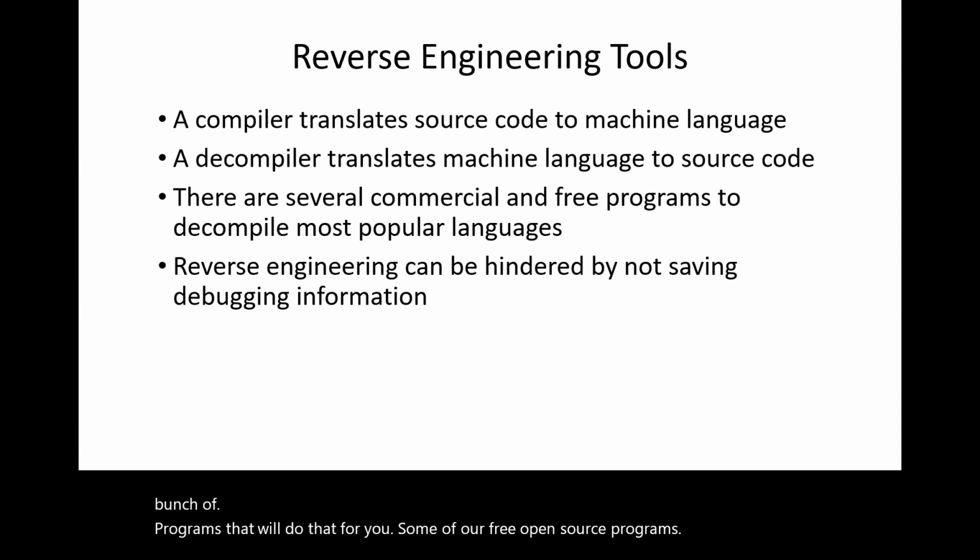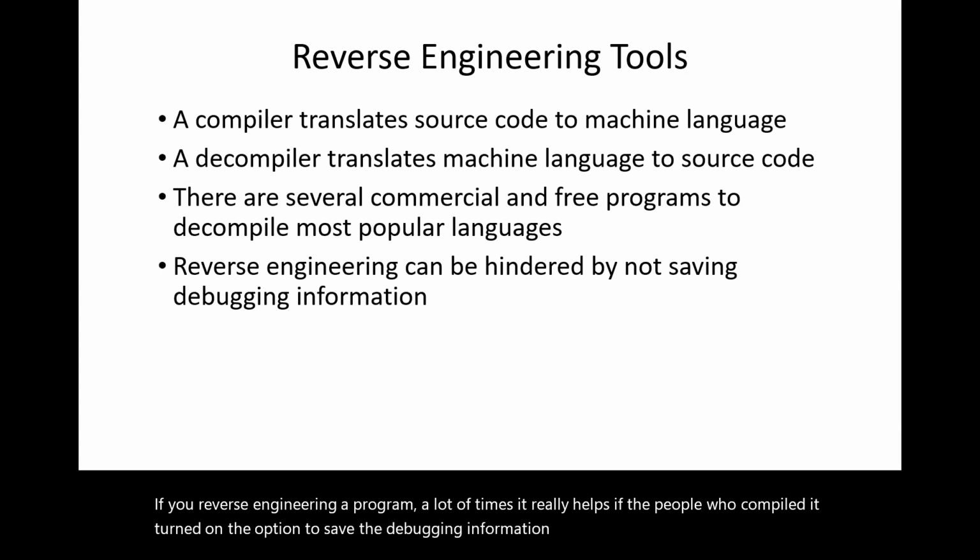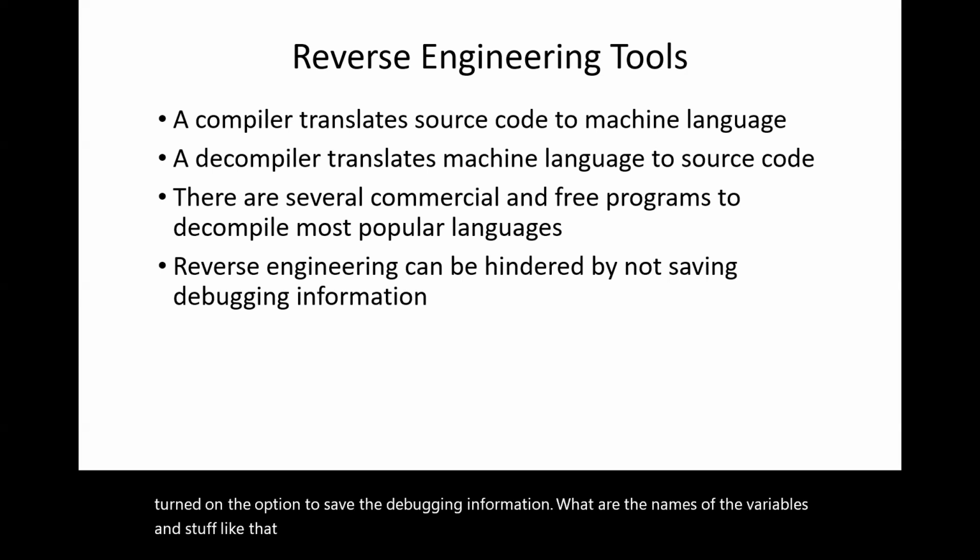If you're reverse engineering a program, a lot of times it really helps if the people who compiled it turned on the option to save the debugging information, like the names of the variables and stuff like that. And of course, if you don't want to be reverse engineered, don't turn those options on.